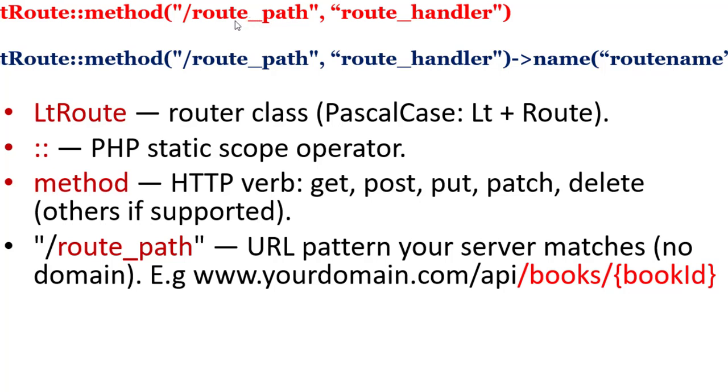Your route path is what your server matches after the domain. So your route path is the path that you're going to add to your website domain, as you have said before, your base URL, to form all your endpoints.